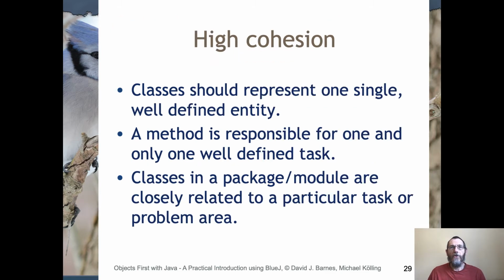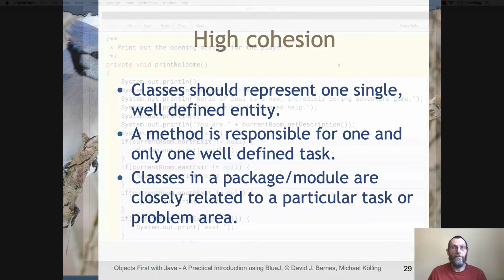So a class should represent one single well-defined entity, and a method is responsible for one and only one well-defined task. So let's take a look at examples of all of those unit levels and see what we mean by high cohesion or low cohesion. We'll start with the idea of looking at method cohesion.